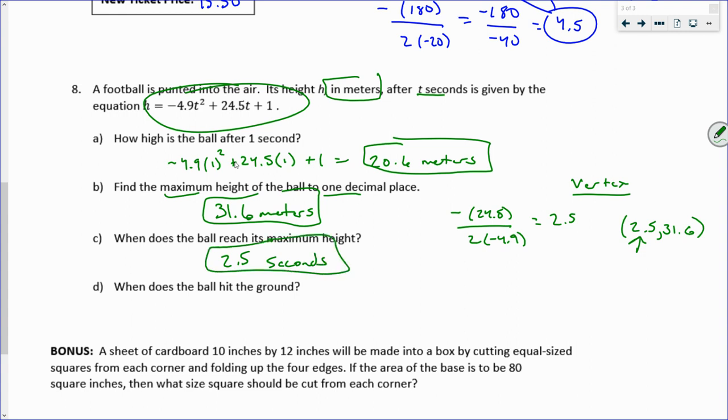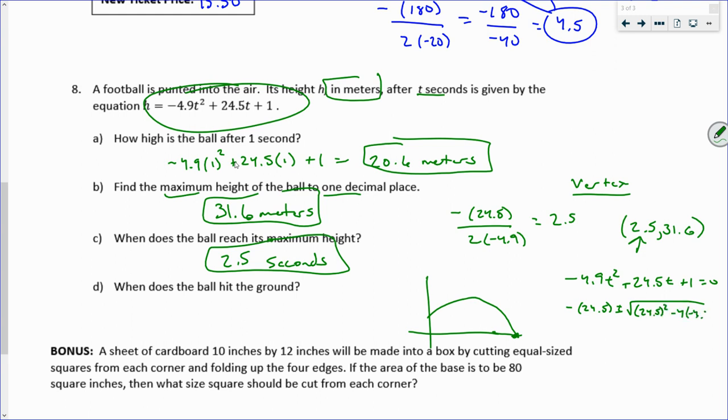When does the ball hit the ground, which is telling us to find the zeros? The ball is traveling something like this. So once you find this x-intercept, I'm going to set this equation equal to 0, and I'm going to solve. So I'm going to go negative b plus or minus the square root of b squared minus 4ac, all over 2a.